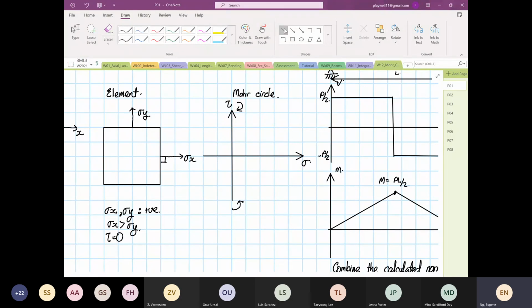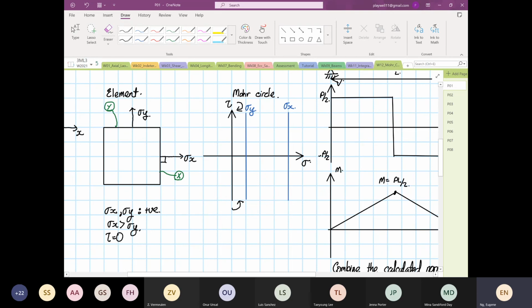This is our stress X, and over here this is our stress Y. It's good practice, and I want you to do this: this surface over here, you label it as point X, and this surface over here, you label it as point Y. It's a very good practice.